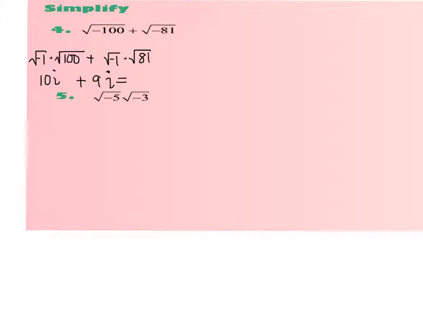Now we're going to go over this more in the next section, but just to preview, we can go ahead and add imaginary numbers together. So if you have 10i and 9i, you have 19i.